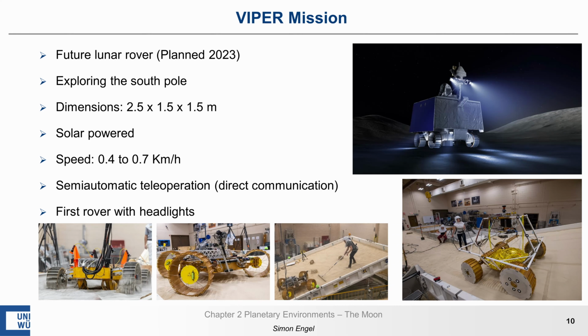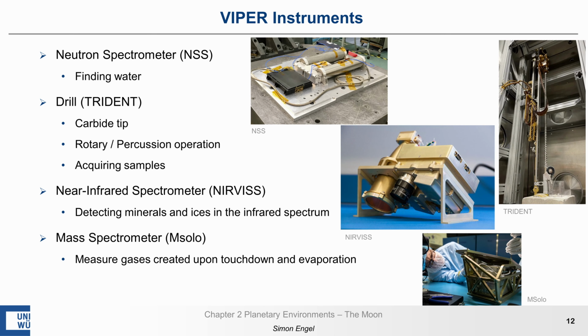The driving speed of the rover will be around 0.4 to 0.7 kilometers per hour, and operation is done by semi-automatic teleoperation. So there will be operators here on Earth that will tell the rover where to move for the next few meters and then get near real-time feedback and also video data in return. This data gets sent directly back to Earth via the X-band radio, without the need of a relay station. And for the rover to be able to see in the dark, VIPER is actually the first rover to be equipped with headlights. Amongst the video cameras and headlights, the rover is equipped with 4 main instruments.